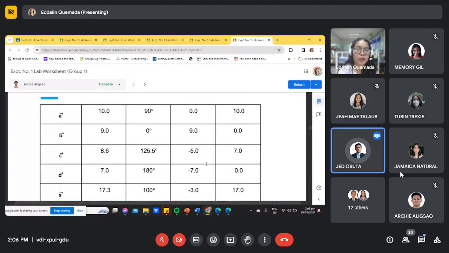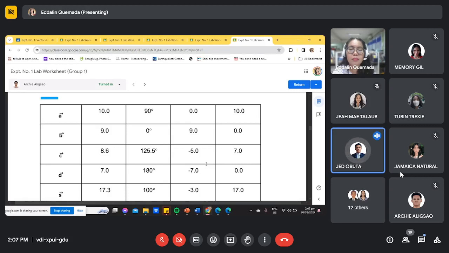For vector B, magnitude 9.0 at 0 degrees, it lies on the x-axis. It moved from the head of vector A, which is the tail of vector B. It moved 9 units to the right. So the x component is 9, and it did not move along the y-axis, so the y component is 0.